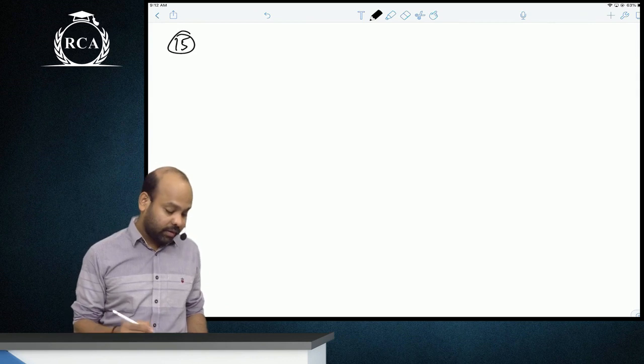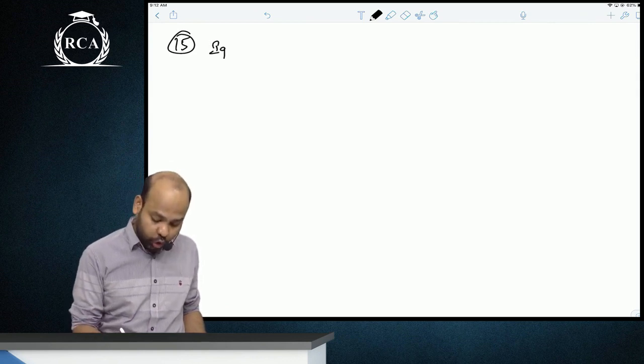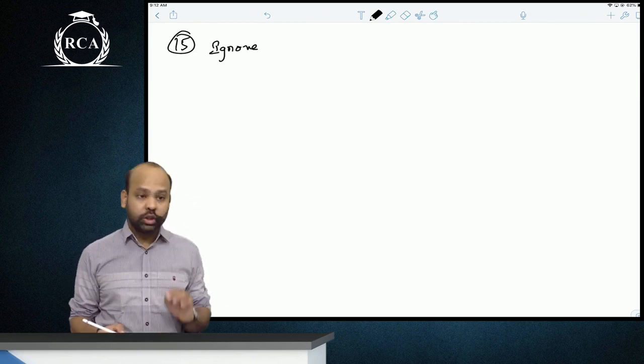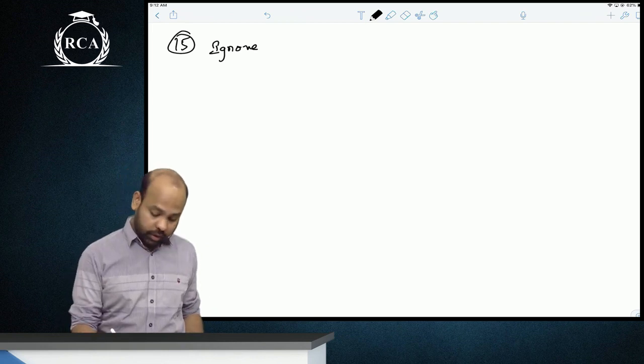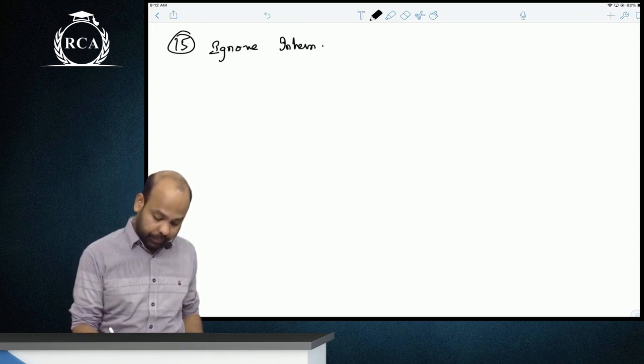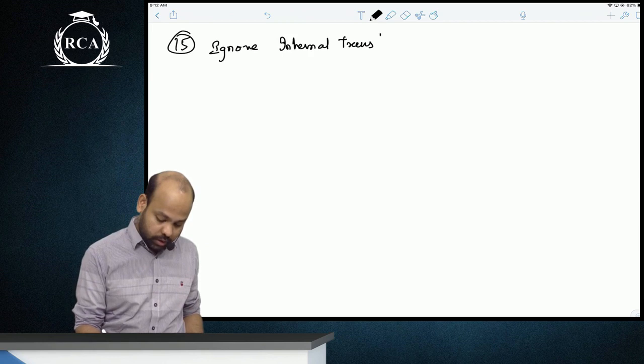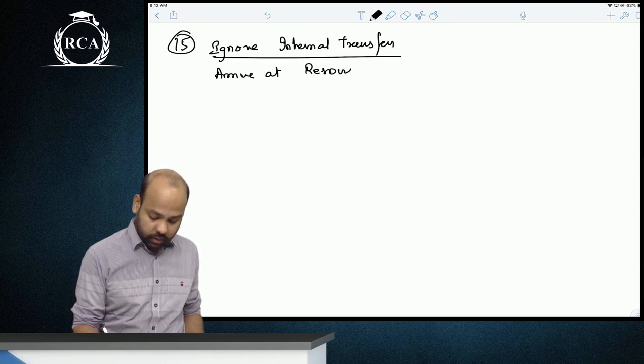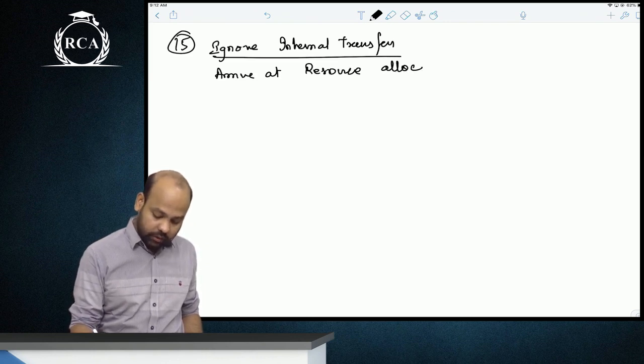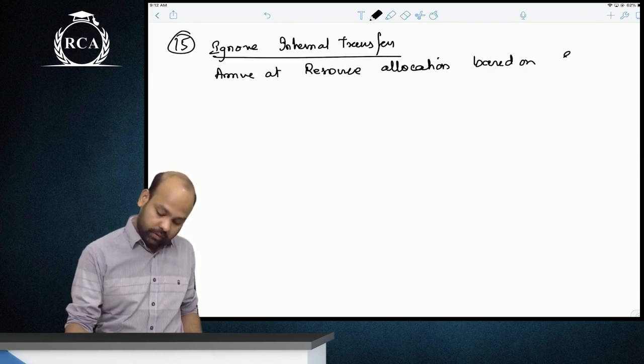Question number 15, guys. The very first thing that we do is to ignore the concept of. You just ignore what? Ignore what, sir? We ignore internal transfers. Ignore internal transfers. You'll have to arrive at resource allocation based on external sales.